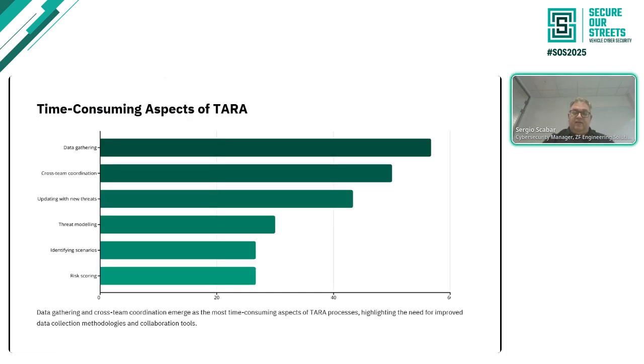Looking at the time-consuming aspects of TARA, we can see data gathering at the top of the list with 56.7%, cross-functional coordination with 50%, updating TARA with new threat intelligence with 43.3%, threat modeling itself 30%, and identifying scenarios and risk scoring, both with 26.7%. The most time-consuming activities are also the ones that people find most challenging from the previous slide. That's a key insight for process improvement.